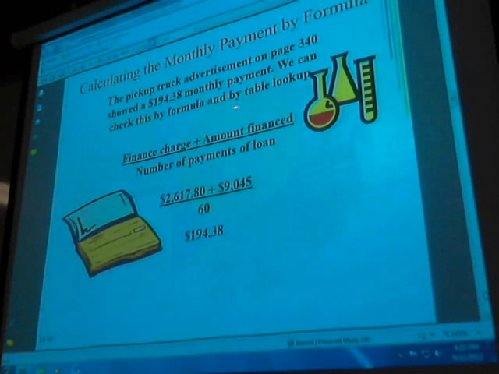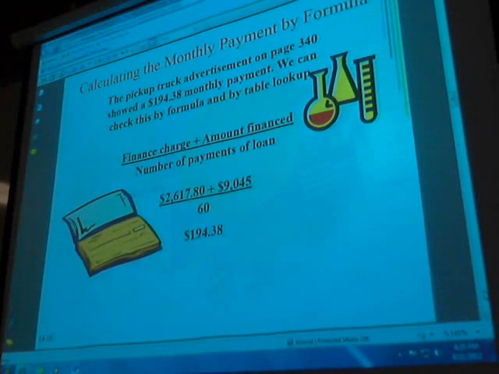Okay, so here's an example for you. Now this is calculating the monthly payment by formula. Not by table, but by formula. See the difference? We're not using any table. Look at it, it's a pickup truck, and it shows a monthly payment of $194.38.